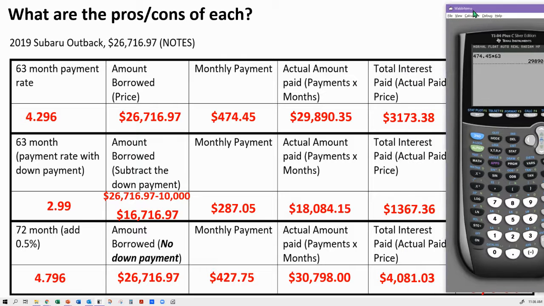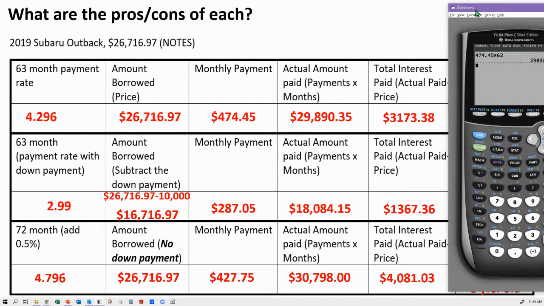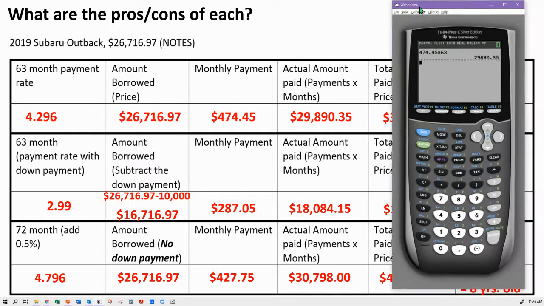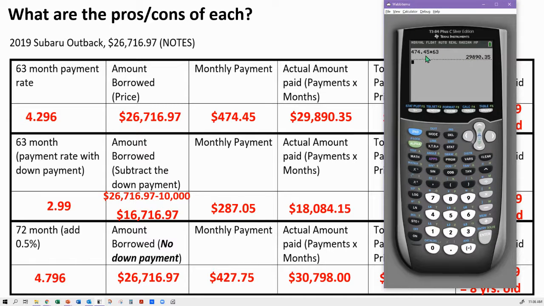And then to find the total interest paid, that is subtracting, right? So taking the total amount we paid, which is that previous answer, minus the amount we initially needed to borrow, 26,716.97. So that's where the 3,173.38 comes from.